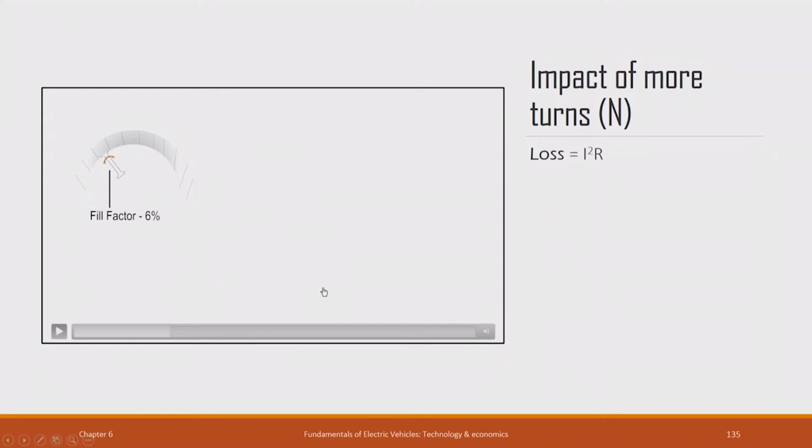So, compared to the area available in the slot, putting one turn of wire takes up about 6% of the area. What is the name of that percentage? If I say that 6% of the available area has copper, what is the term used to describe it? It is called the fill factor.